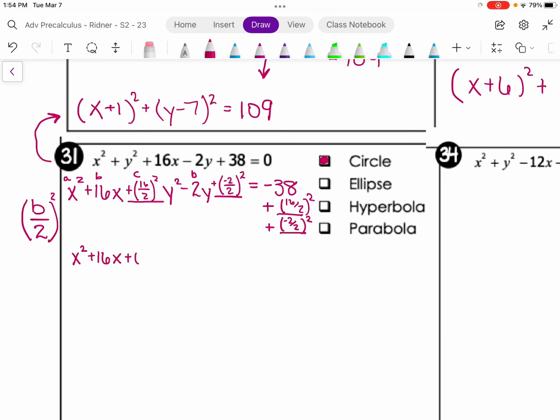8 squared, which is 64. There should be a plus sign here. I was missing it up there. And this should be plus 1. And then on this side, I have negative 38 plus 64 plus 1. Okay.